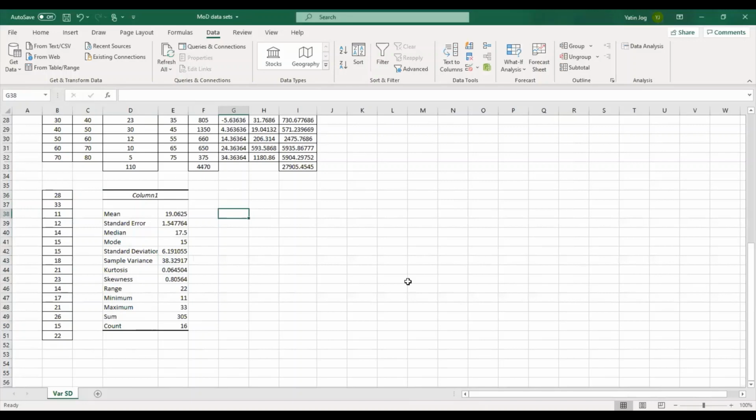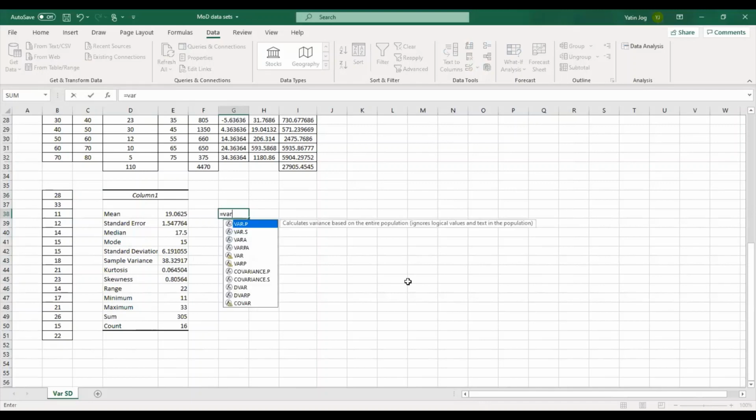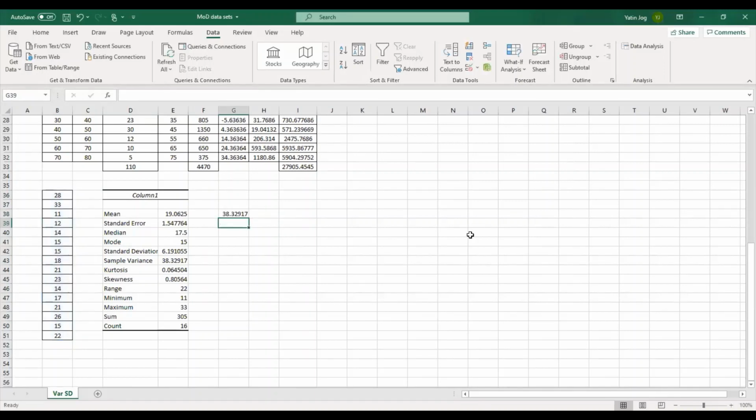The second way to calculate this is using a formula. There is a formula for finding variance as VAR, variance, into brackets. You have to select the data set only. Equal to sign, VAR is the variance function, and into brackets you can select the data set, and then what you get is the variance value, which is the same sample variance, 38.32, using the formula VAR.